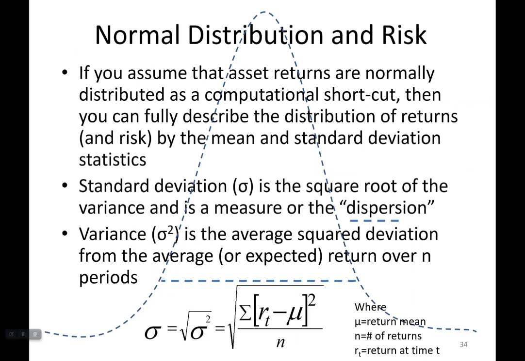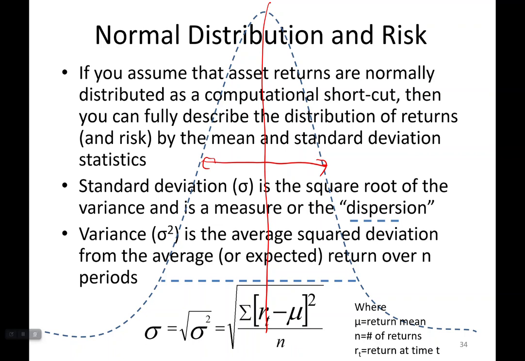So if you assume that stock returns, or all asset returns in general, are normally distributed as a computational shortcut, then you can fully describe the distribution of returns by simply having two metrics. The mean, which is the center of the bell, and the standard deviation, which is the thickness of the bell. Standard deviation is the square root of variance, and that's our measure of dispersion around the mean, the thickness of the bell. So that doesn't really help me out if I say standard deviation is the square root of variance, because we haven't defined variance.